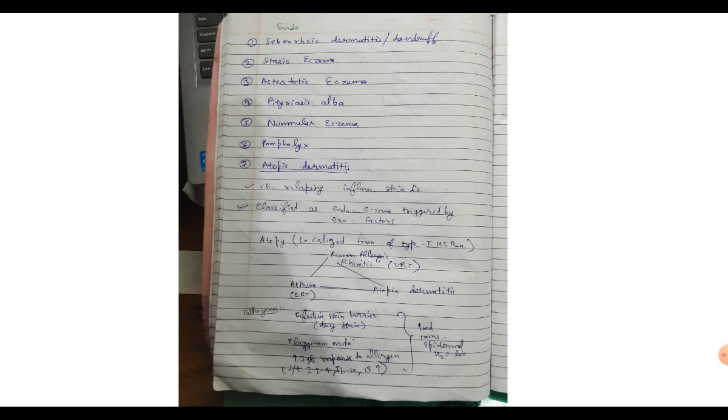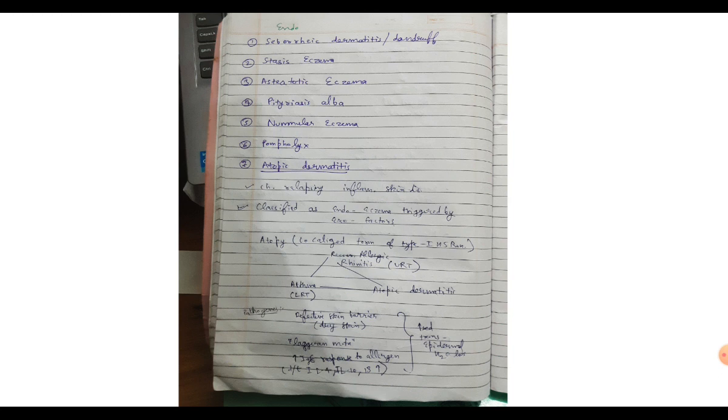So next, in detail, I will be talking about atopic dermatitis, which is an important topic of this discussion. It is a chronic relapsing inflammatory skin disease. It is classified basically as an endogenous eczema triggered by exogenous factors.